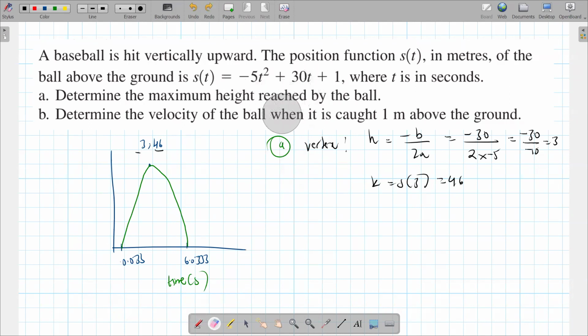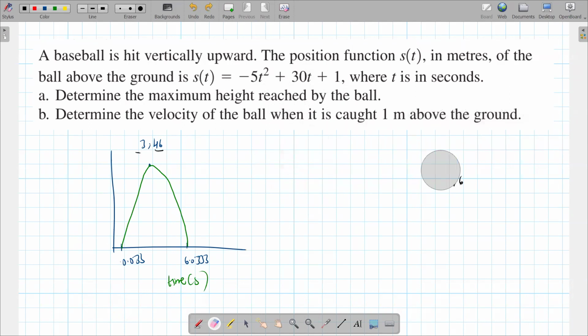Determine the velocity of the ball when it is caught 1 meter above the ground. So it's probably caught not on the way up, right? Does it make sense that it's caught on the way up? That doesn't make any sense. So it's probably not there. We're looking at this right there. So it's caught right here.